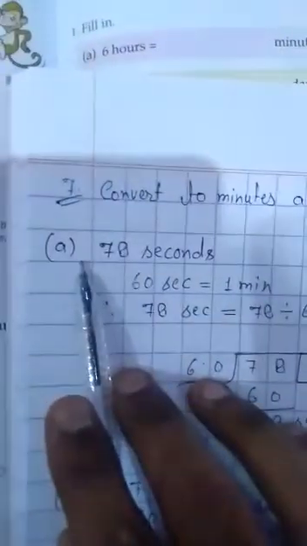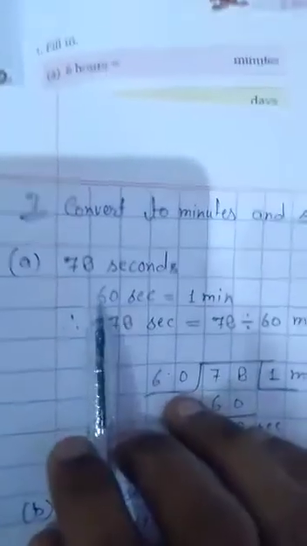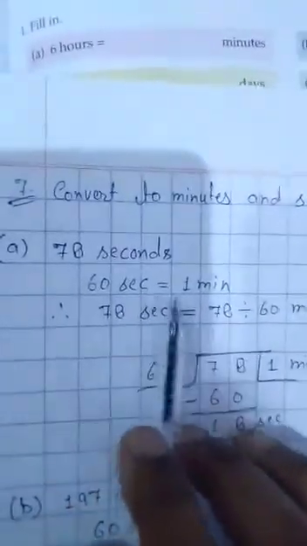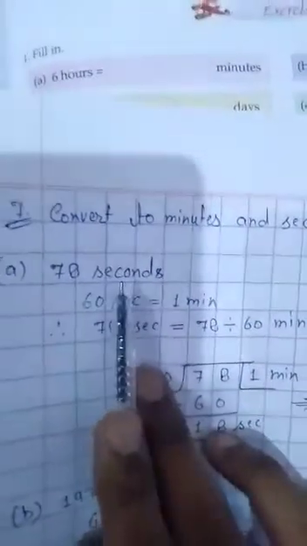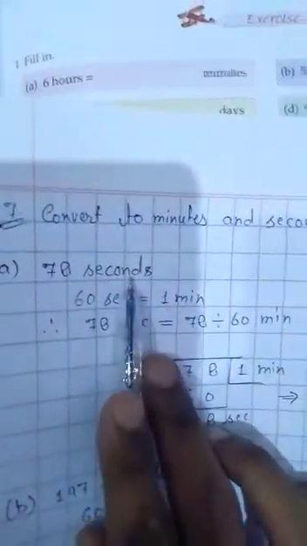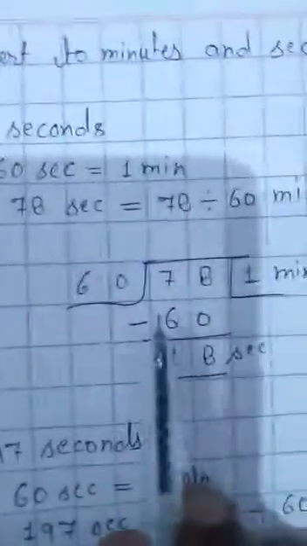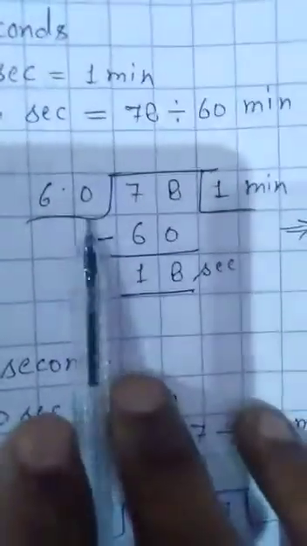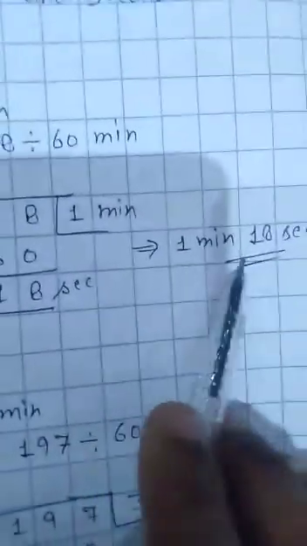Here is part A of question number 7, 78 seconds. We know very well 60 seconds equals 1 minute. Remember one thing, students, when we convert seconds into minutes and seconds, we will divide by 60. So 78 seconds equals 78 divided by 60 minutes. When we divide 78 by 60, it will be 1 minute 18 seconds. So the answer will be 1 minute 18 seconds.